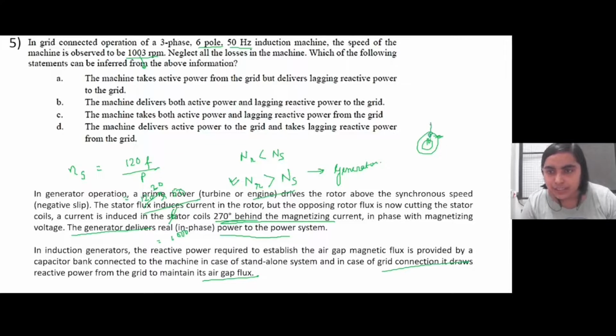in order to maintain the air gap flux. That is, it maintains the flux between the stator and rotor, the gap known as the air gap, right? There is a small gap between the rotor and the stator. So in this case, the only option that matches is the machine delivers active power to the grid and takes lagging reactive power from the grid. So the correct option is option D.